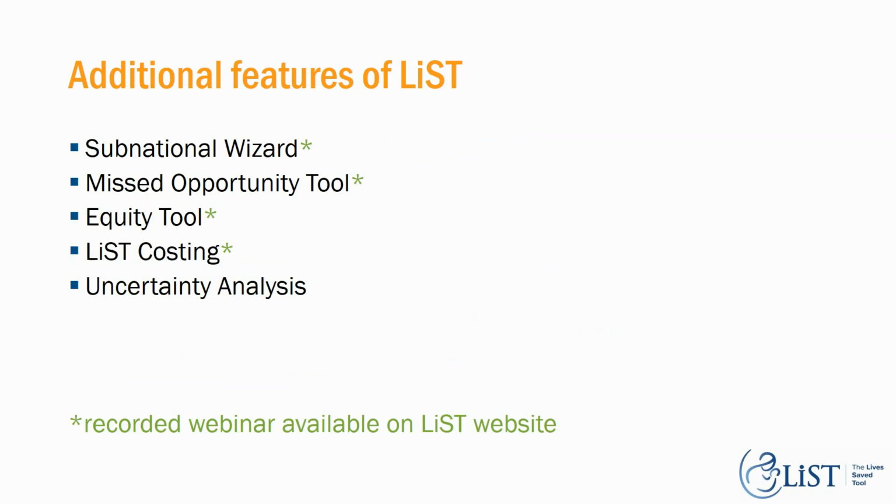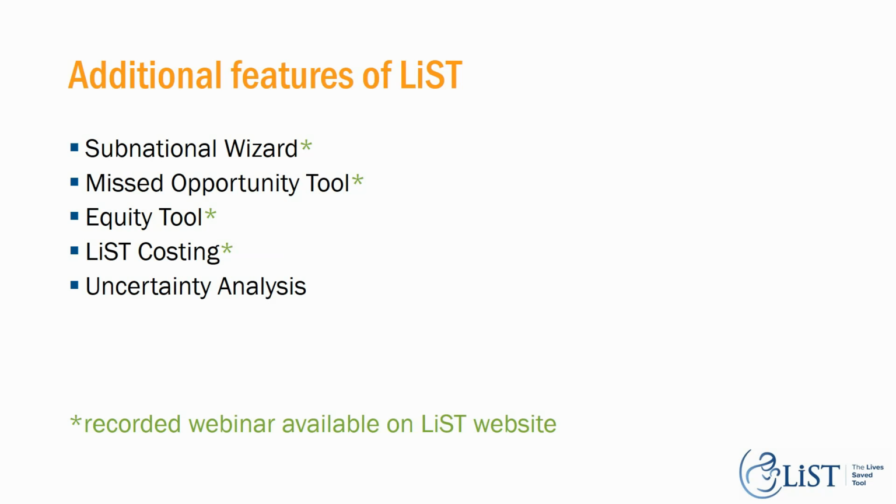Some final parting words for the additional features that exist in LiST. We do have a subnational wizard if you're trying to do any subnational level modeling. It's available to you. The Missed Opportunities tool, which I've touched upon briefly earlier, will allow you to quickly visualize which interventions would have the highest impact if they were scaled up to 90%.